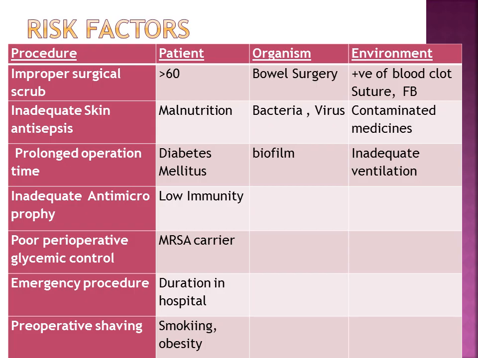Then according to the patient criteria: age more than 60, malnutrition, diabetes mellitus or other comorbid conditions, low immunity, MRSA carrier, longer duration in hospital, smoking, obesity, history. Then organism-wise: bowel surgery, bacteria, viruses that form biofilm. Then environment: blood clots, sutures, foreign bodies, contaminated medicines, inadequate ventilation.